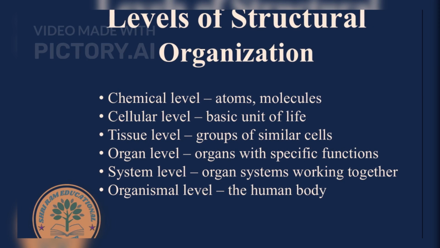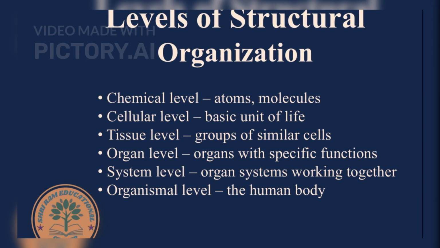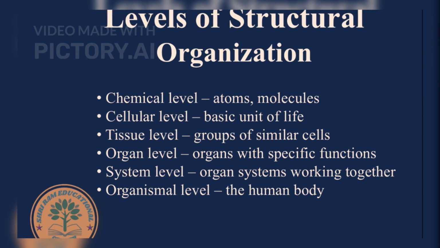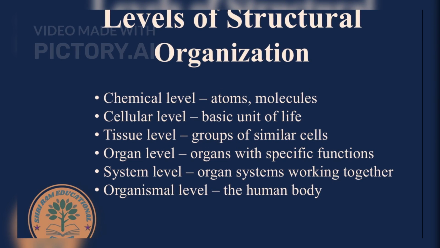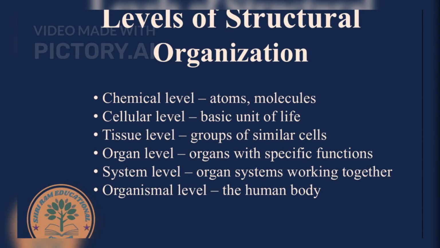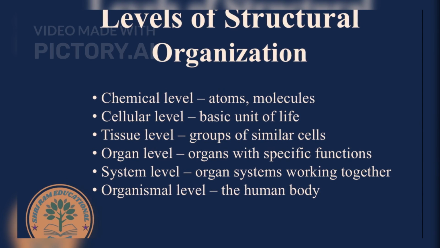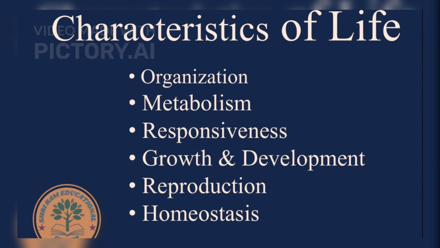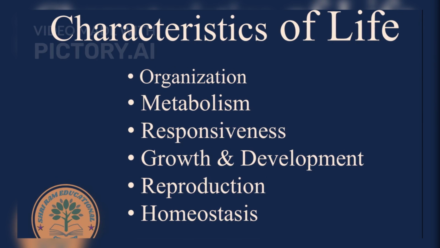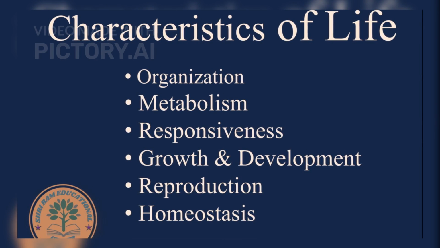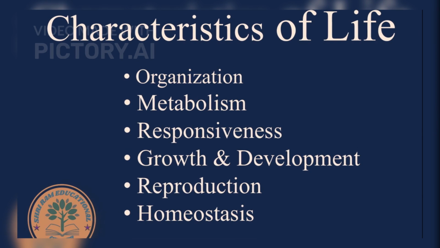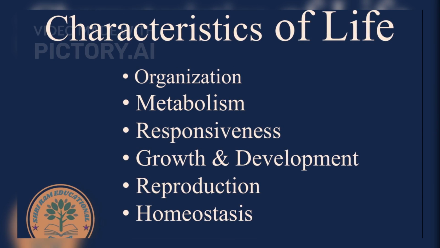The human body is organized into several levels, starting from the chemical level with atoms and molecules, progressing to cells, tissues, organs, systems, and finally the organismal level, which is the complete human body. Living organisms exhibit key characteristics such as organization, metabolism, responsiveness, growth and development, reproduction, and homeostasis, all of which are vital for survival.